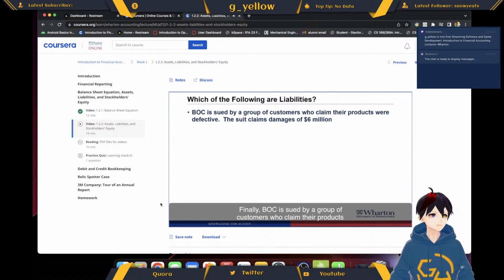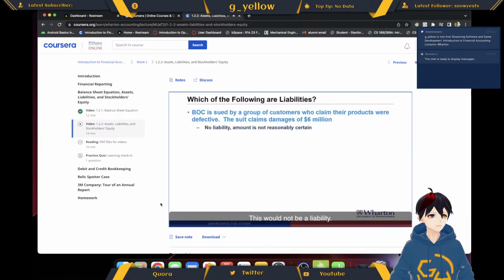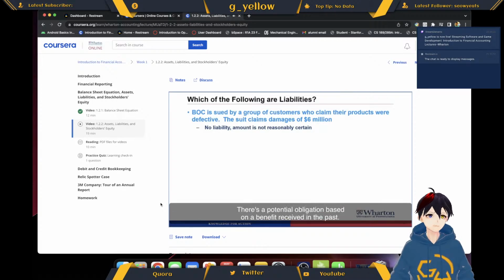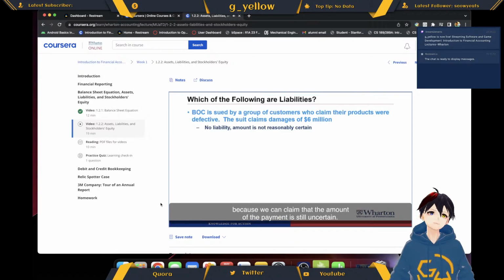Finally, BOC is sued by a group of customers who claim their products were defective. The suit claims damages of $6 million. This would not be a liability. It does meet the first criteria. There's a potential obligation based on a benefit received in the past. The benefit was we sold products which turned out to be defective. It doesn't meet the second criteria, though, because we can claim that the amount of the payment is still uncertain. Until we have a settlement or we go to trial, we don't know whether we have to pay anything. So because of that uncertainty, we don't have to record a liability in this case.